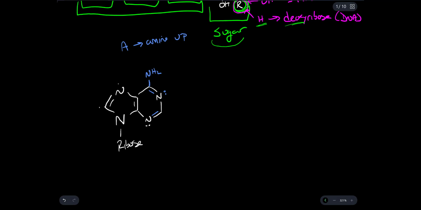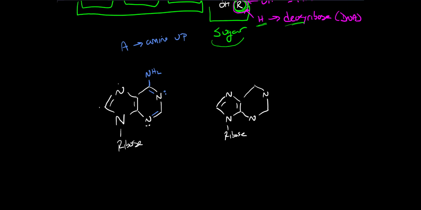Okay? We can do a really similar thing for guanine. Nitrogen, carbon, nitrogen, close it up. Double bond, double bond. Nitrogen, carbon, nitrogen, close it up. Okay? Ribose attaches here. Now, with guanine, instead of having an amine pointing up, the other option is a carbonyl. So we have a carbonyl pointing up in this position, and at this position, we have an NH2.